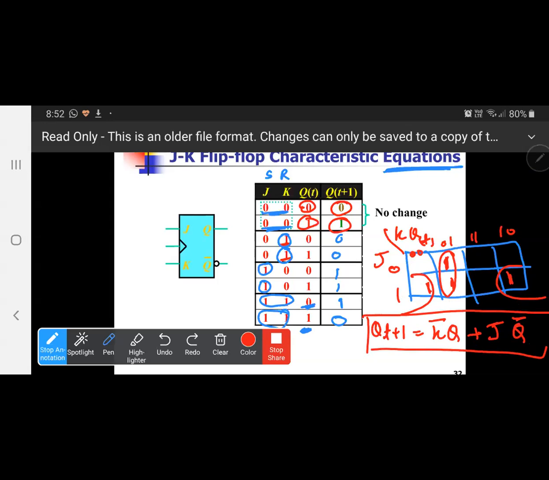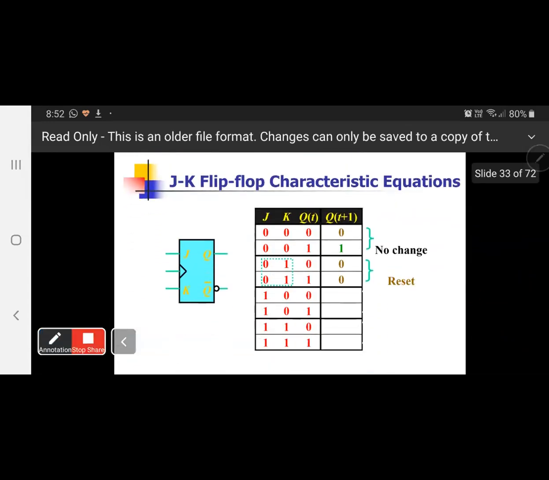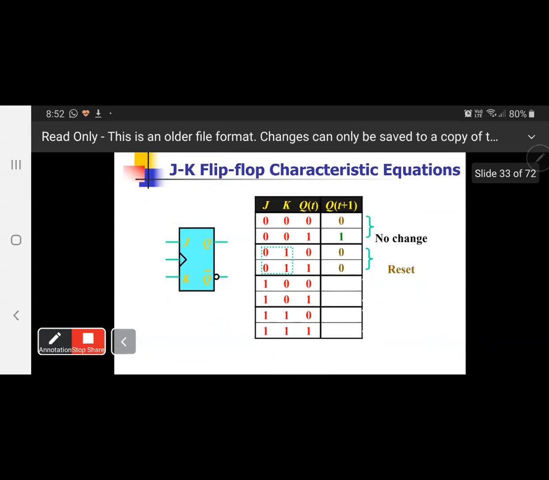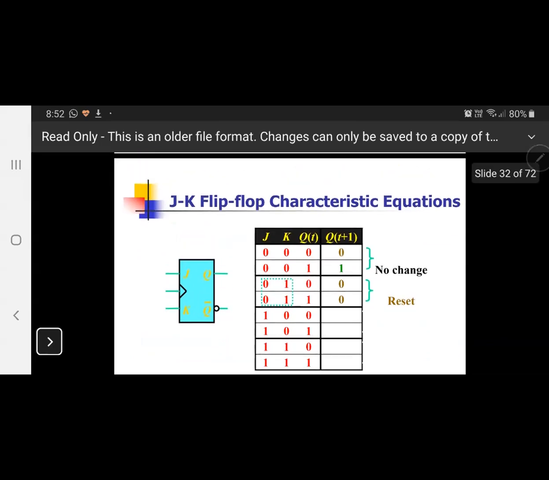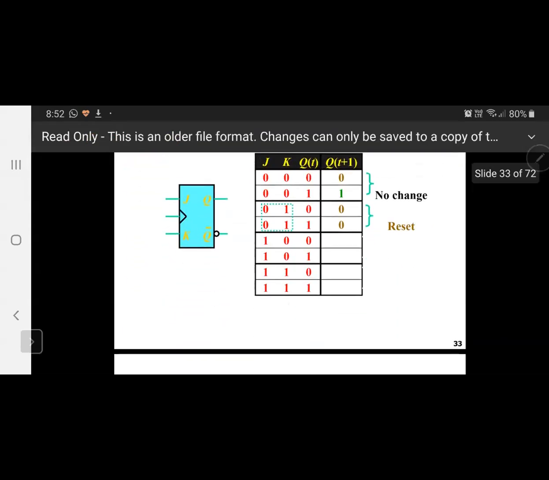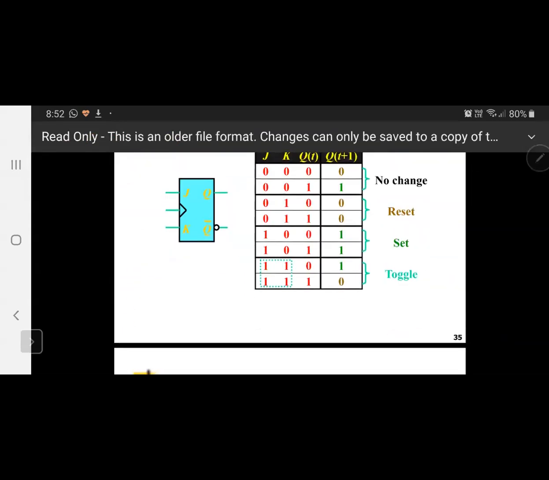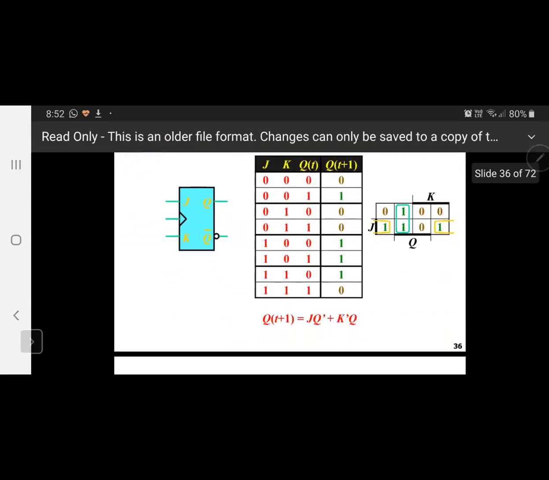Any doubt? Any confusion? Clear, miss. Do you want a break or can I continue? Continue, please. Now the characteristic equation we have done already. This is the characteristic equation.